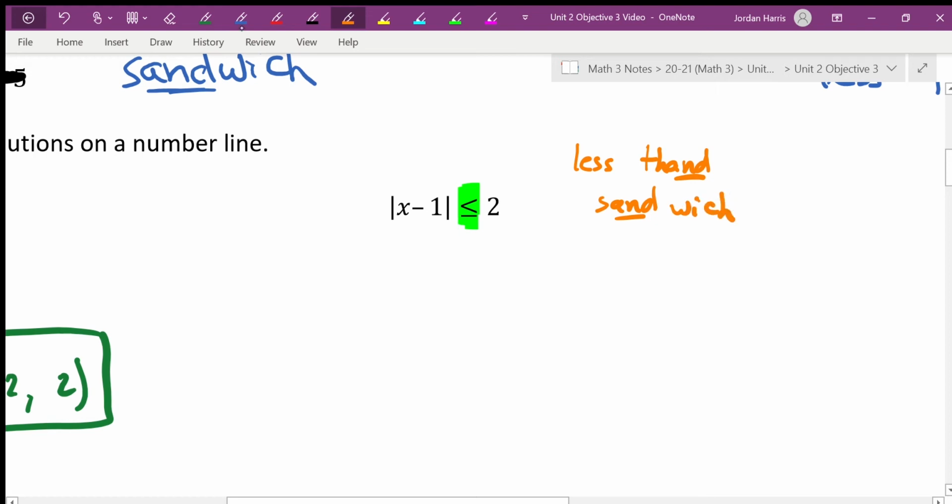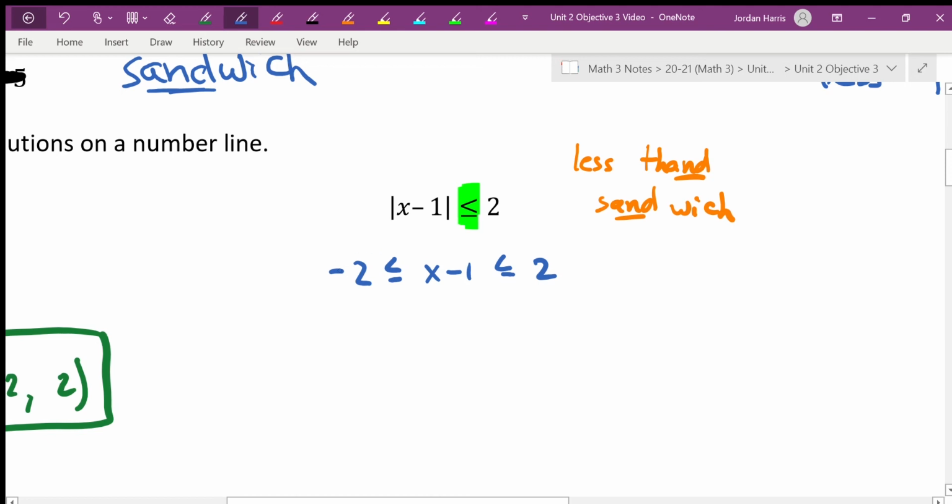Okay, so we're going to set it up as a sandwich. -2 is less than or equal to x minus 1 is less than or equal to 2. So we set it up. That thing is in the middle with a sandwich. Okay, because remember why we're making the sandwich, right? As long as the absolute value of this number makes this true, it can work.